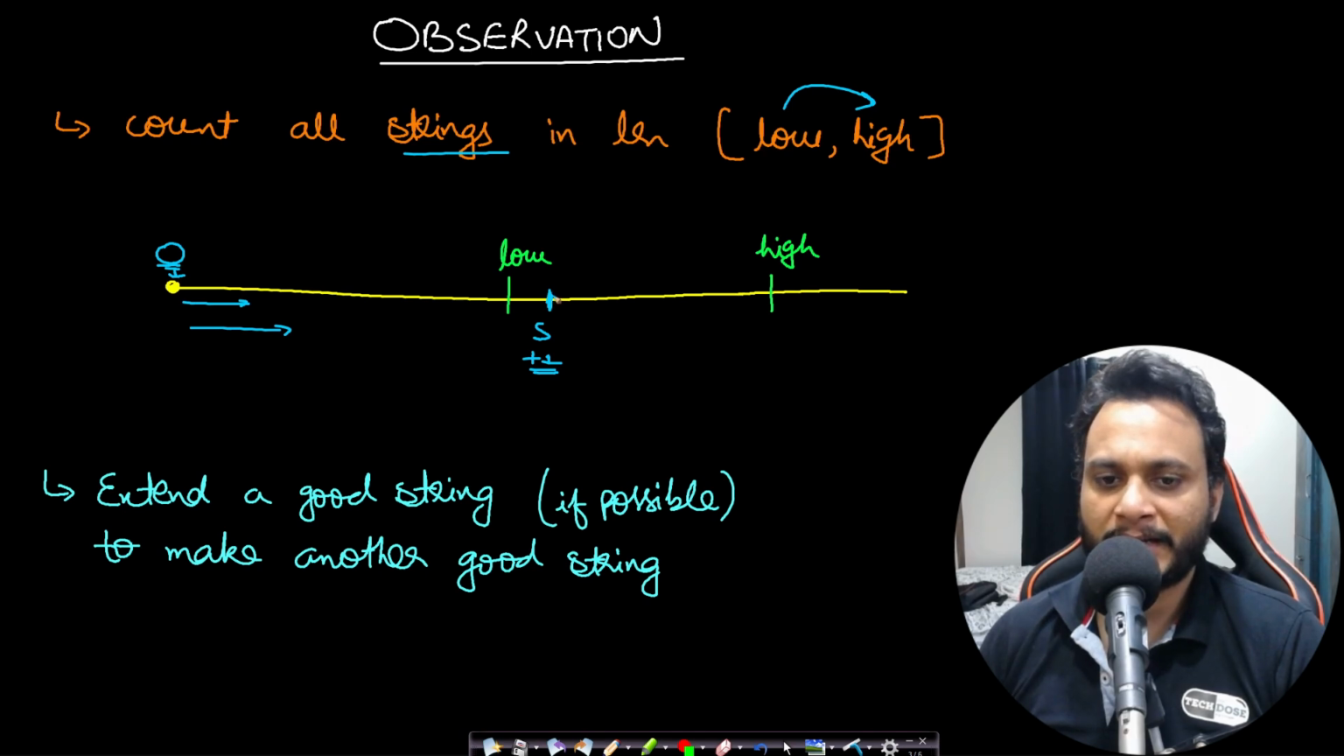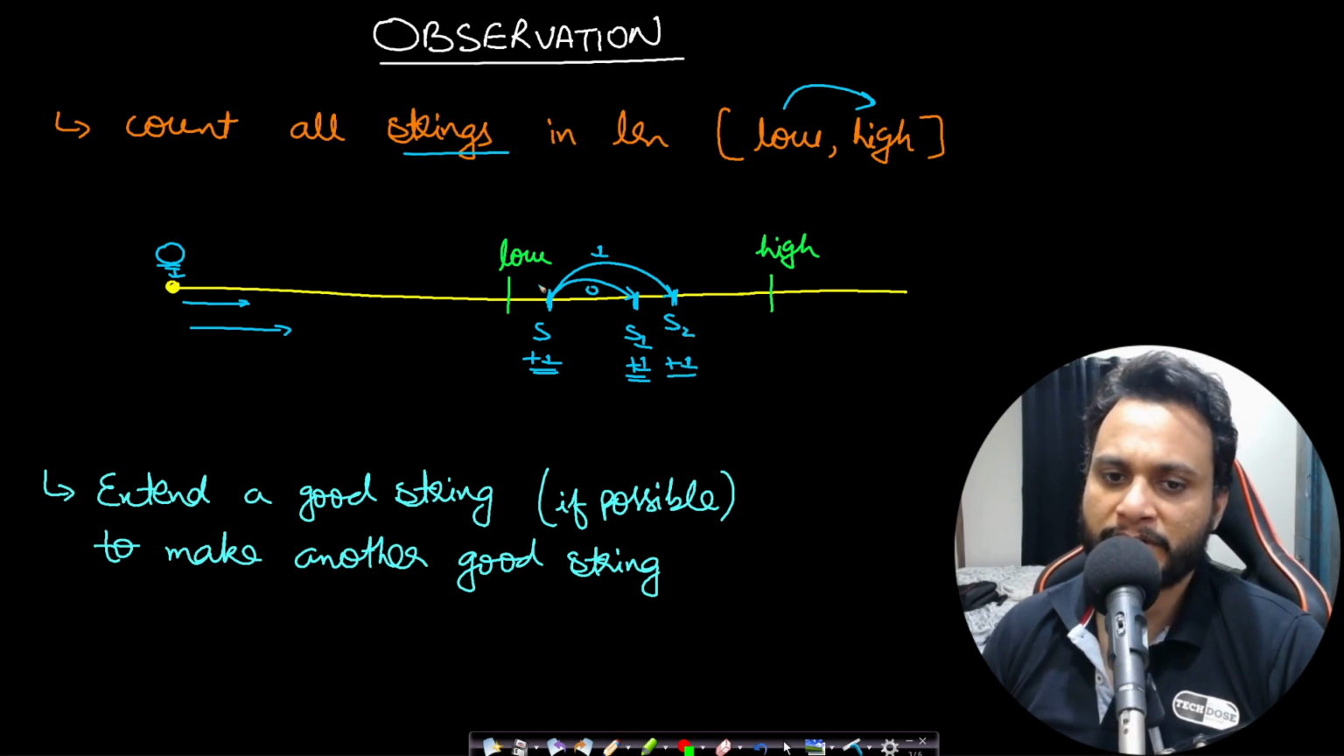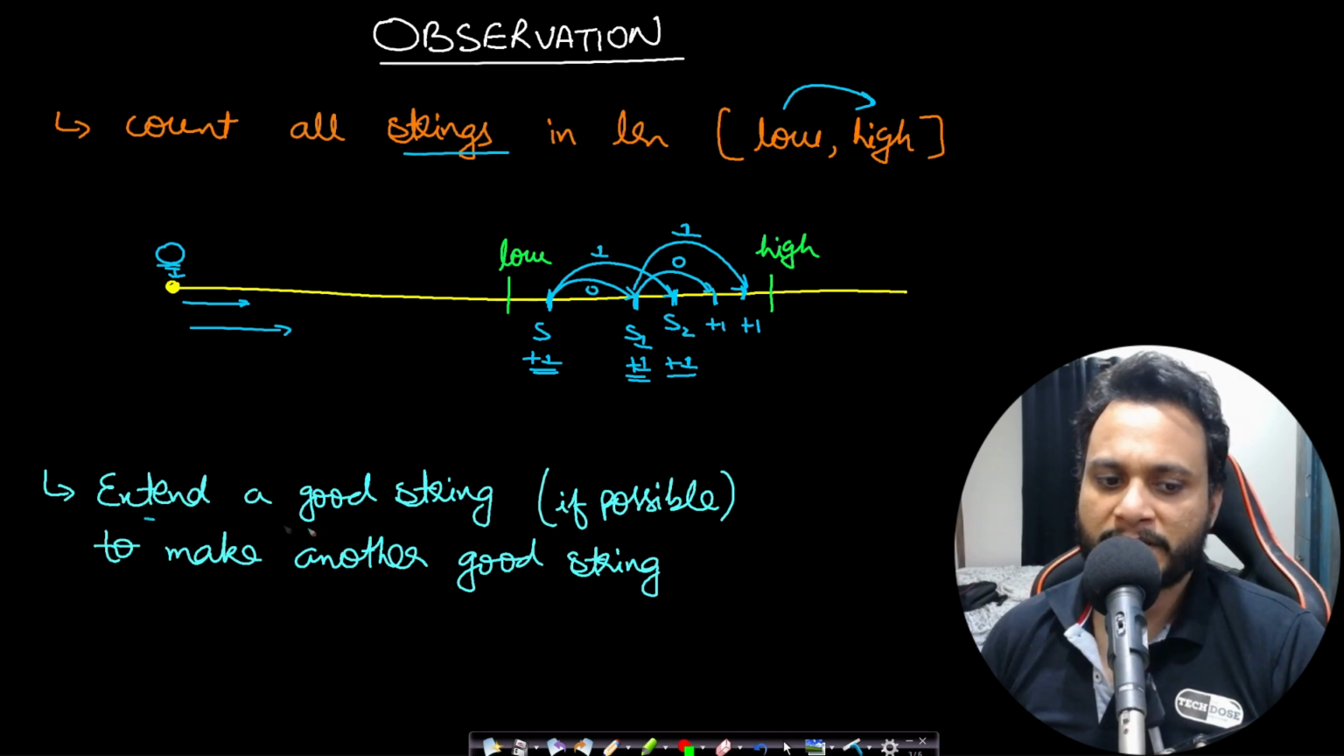But we will not stop here. If we can extend, let's say we add zero number of 0s and we go to another new string s1, then if this s1 is also lying between low and high, I will also do a +1 for this s1. And from this s, if I add ones, let's say one number of times, and I end up with a string s2, then for this as well we will be doing +1 because it is also in the range of low and high. And again this s1 can be extended by adding zeros and ones, and if it again ends up within the range of low and high, then I will do +1 for all of them, right? So the second point is we will extend the good string if possible to make another good string.